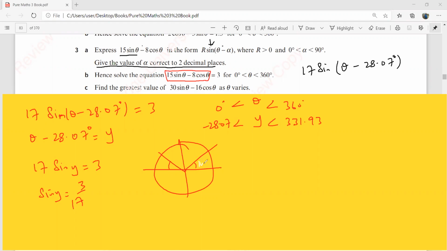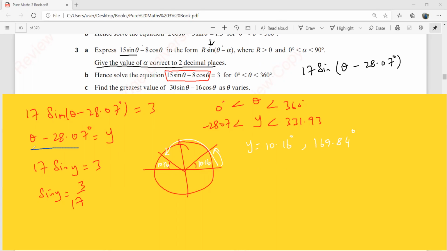10.16. Great. Can my first value be 10.16? Yes, it can be. And then my second value, 180 minus this, that is 169.84. Can we have a third value here? No, we can't. This is beyond 360.